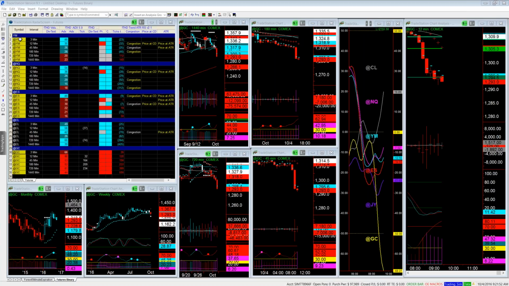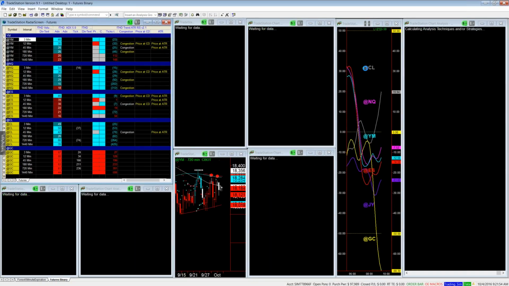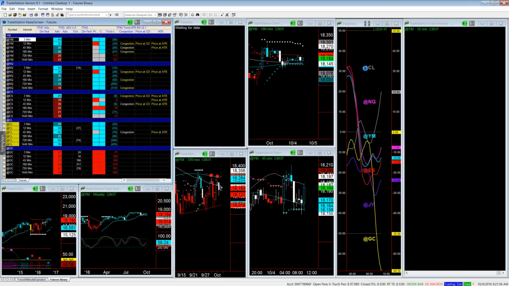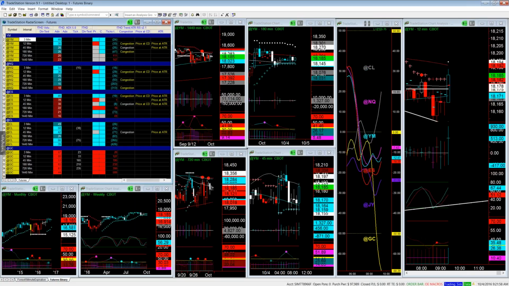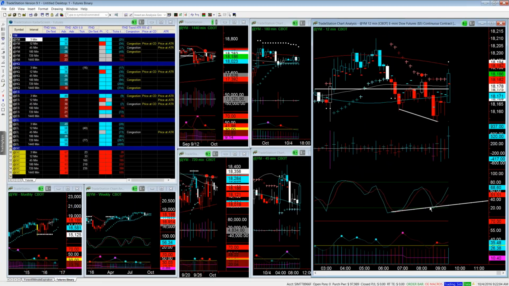Let's go see what the Dow is doing. Do you see how noticing that pattern kept us from losing a full loss on gold? That's why we pay attention to these patterns.